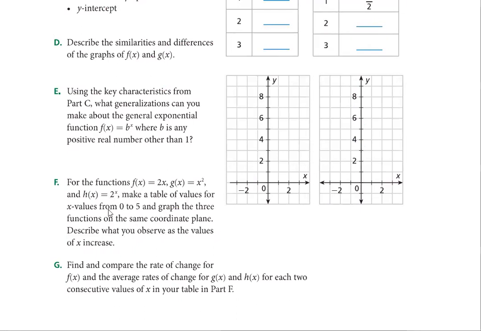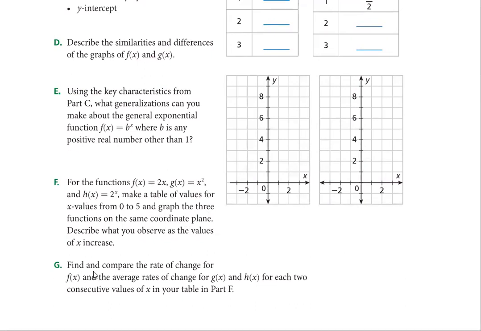Make a table of values for x from 0 to 5 for each of those three functions, and graph the three functions on the same coordinate plane. Describe what you observe as the values of x increase, and see which one is increasing way higher than the others, and compare them. And then I will leave it for you to make a comment. So I will just leave it as a chance for you, okay?